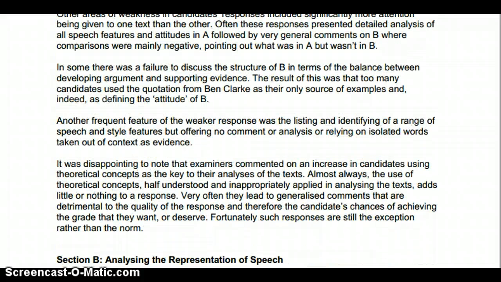It was disappointing to note that examiners commented on an increase in candidates using theoretical concepts. This has been mentioned before. You don't need them. If you come across on any revision website anything to do with Grice's maxims or other theoretical concepts, they are for English language students only. They are not going to help you in this exam.